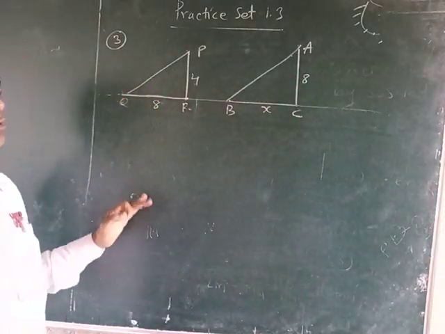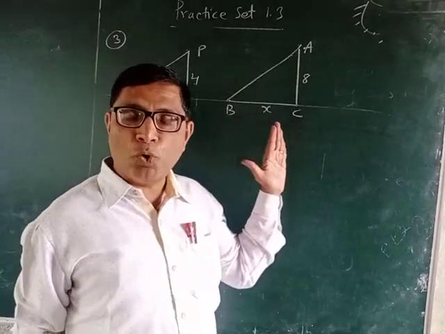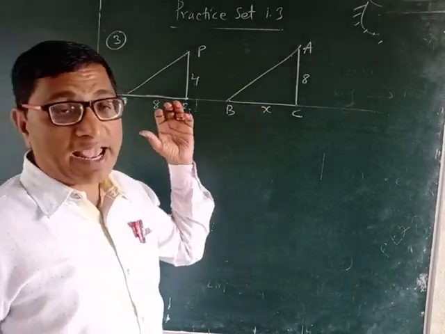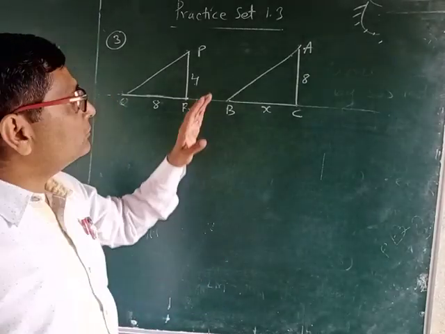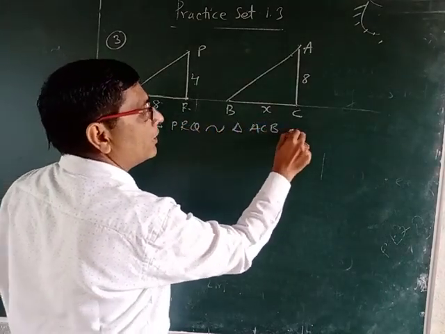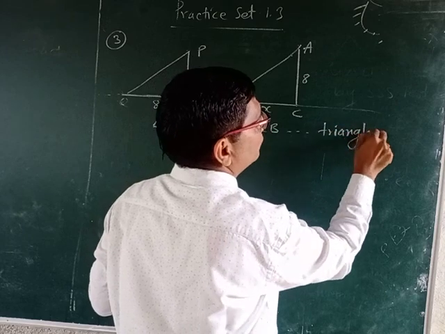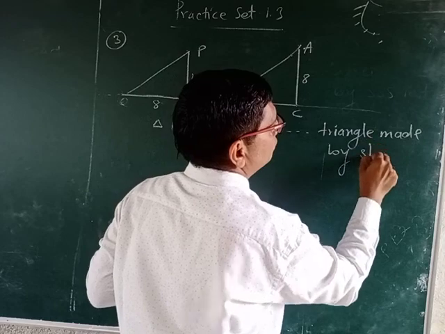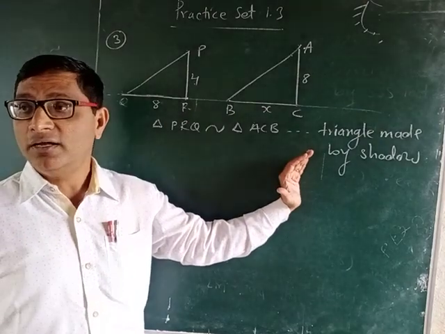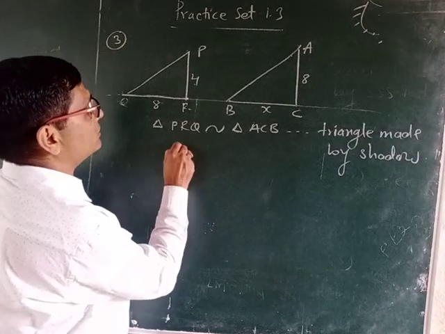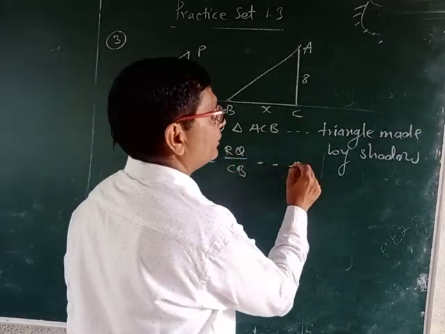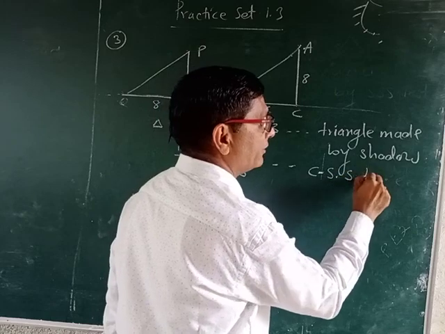How will you find? You must know that when two poles are erected on the ground, the poles and their shadows make triangles, and those triangles are always similar. Therefore, these two triangles are similar. Triangle PRQ is similar to triangle ACB. Here the reason is triangles made by shadow. Therefore, if these two triangles are similar, then their corresponding sides are in ratio. It is called CSST. See, like this: PR upon AC is equal to RQ upon CB. Here the reason is corresponding sides of similar triangles, CSST.